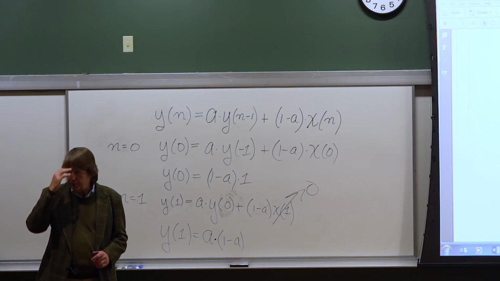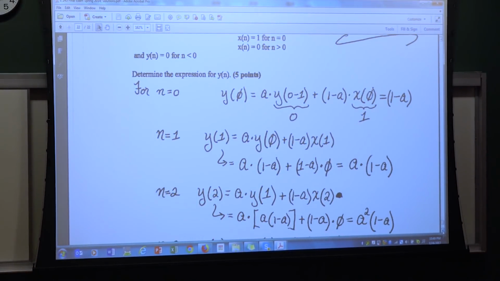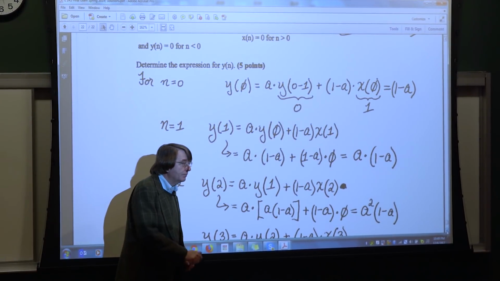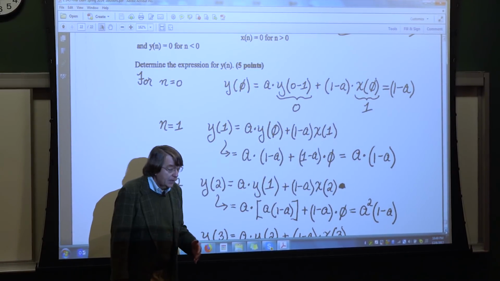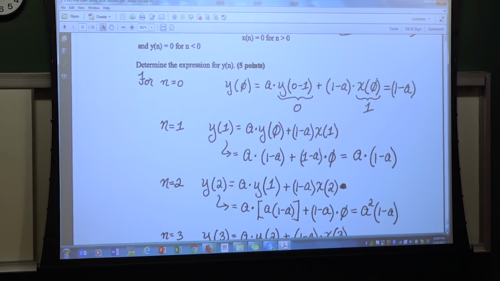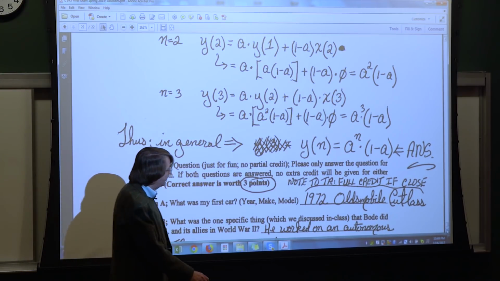Do it a couple more times. I've worked it all out here, step by step. If you did it for n equal 2, you would get a squared times 1 minus a. The pattern is a to the n times 1 minus a. So I wrote that up on the top. I wrote it down here. A to the n times 1 minus a is the answer.